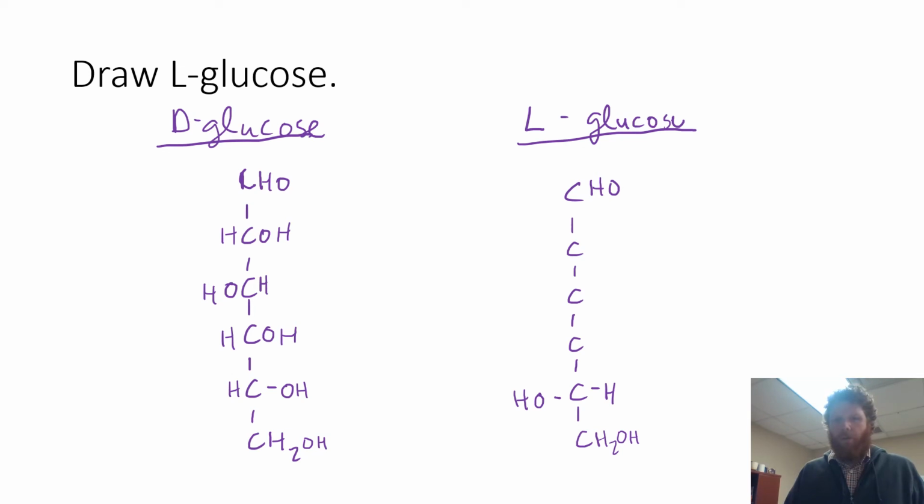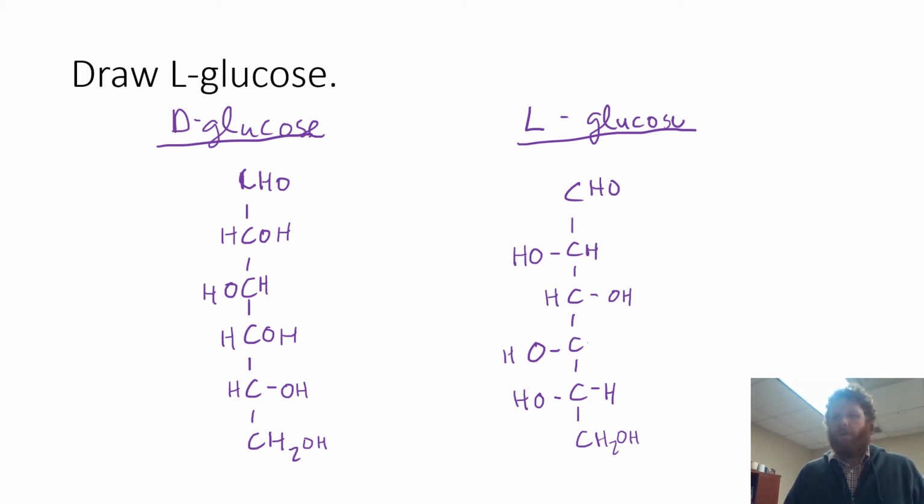Now what I need to do is get all of these other hydroxide groups to line up with that. So the hydroxide group on carbon number 4 is going to be on the opposite side as the D sugar. Carbon number 3 is going to have my hydroxide group on my right-hand side rather than on my left-hand side. Carbon number 2 is going to have my hydroxide group on my left-hand side rather than my right-hand side.